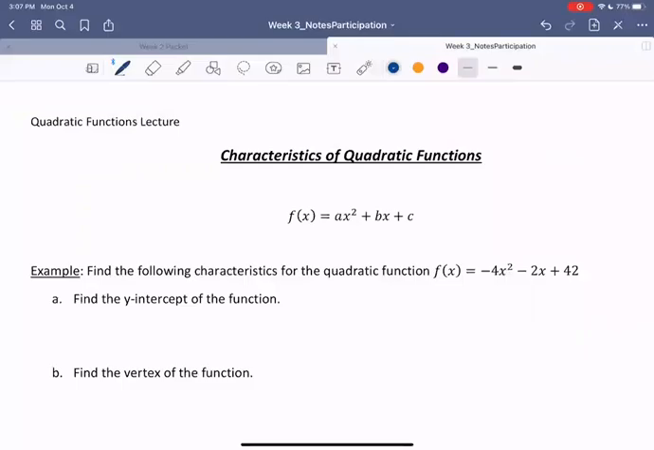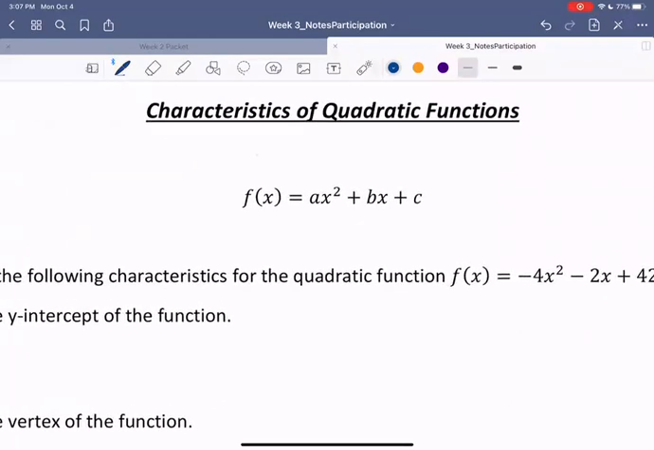Hello, everyone. In this video, we're going to look at some characteristics of quadratic functions. So what we have here is a quadratic function that's written in what we call standard form. For this function, x is our input variable, and we see x appear in the rule on the right. And a, b, and c are some fixed constants.